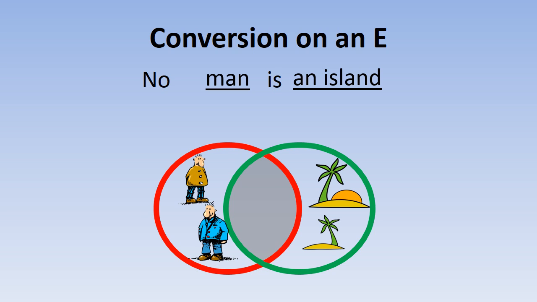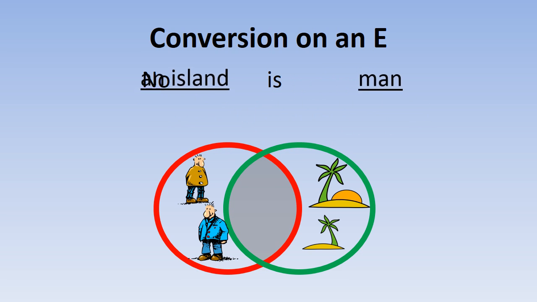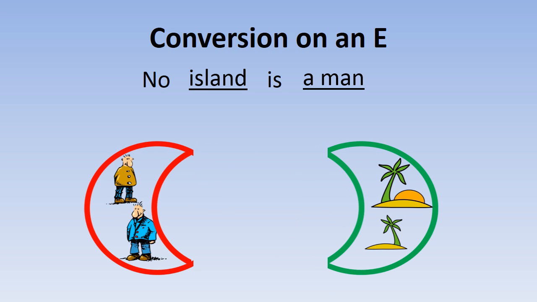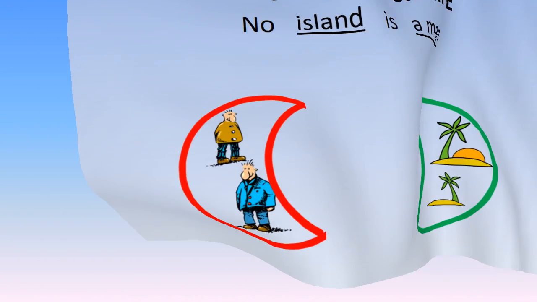And how about another one involving an E sentence? The great poet John Donne once said that no man is an island. Well, doesn't it pretty well follow from that no island is a man? Yeah, what that tells us is that there's just no common ground between the two. Islands and men are distinct categories with no overlapping members.